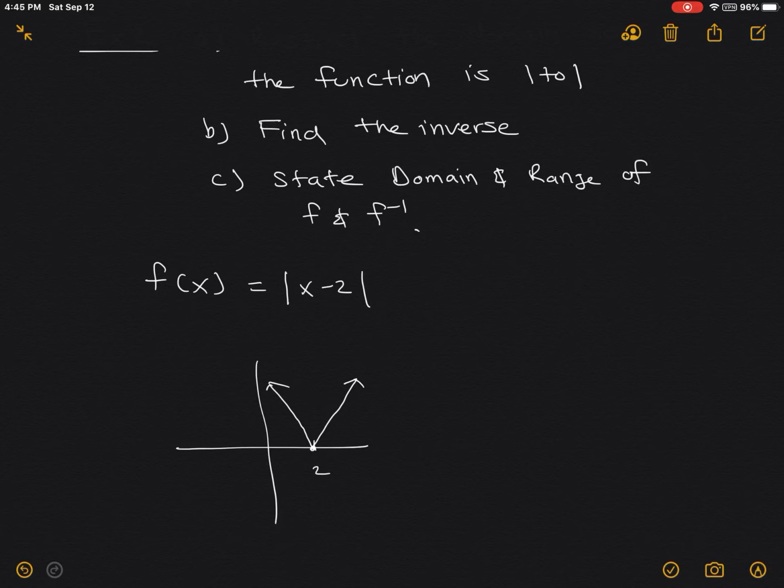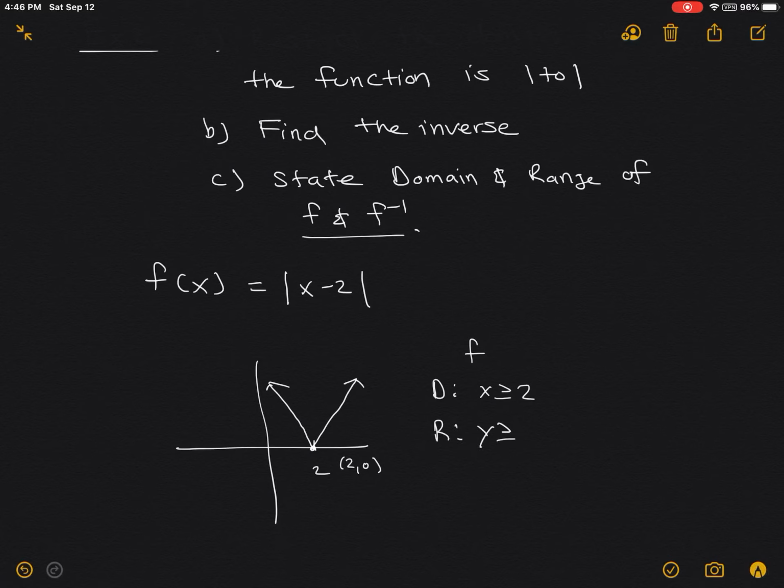Now, just like in the previous example, I restricted the domain at the vertex. If I ask you, what is the vertex right here, you would say the vertex is (2, 0). And why don't we restrict the domain of f? You have a choice. Depending on how you want to restrict it, if you want to say x is less than or equal to 2 or x is greater than or equal to 2, your answer might be different, but it's still correct. So I'm just going to say x is greater than or equal to 2. I'm going to restrict it there.